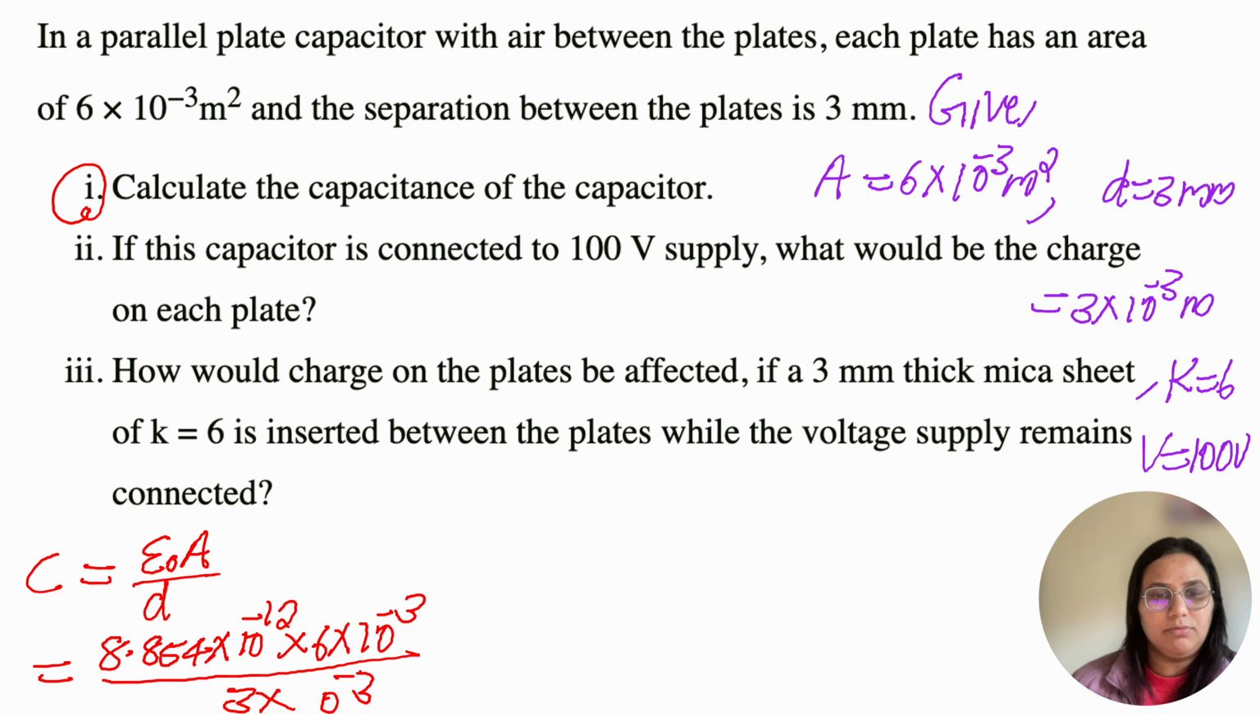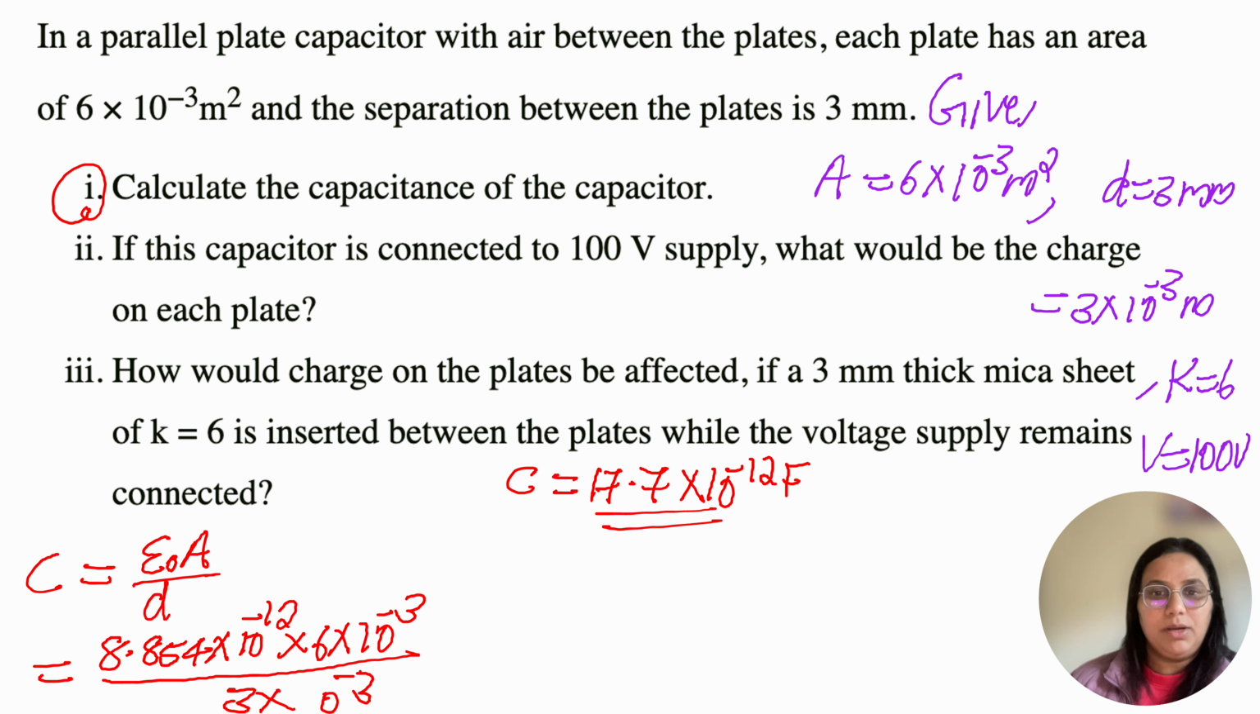If you substitute the values, what do you get? Solve it. So you get the C value, which is equal to 17.7 × 10^-12 farad. So that's the answer for the first part.